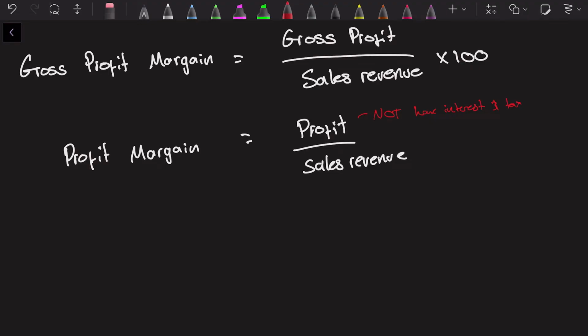Oh yeah, and that's still a percent as well. I forgot to add the times 100.